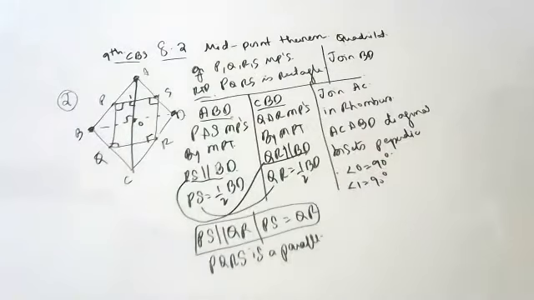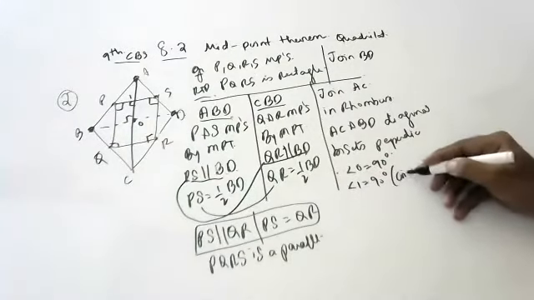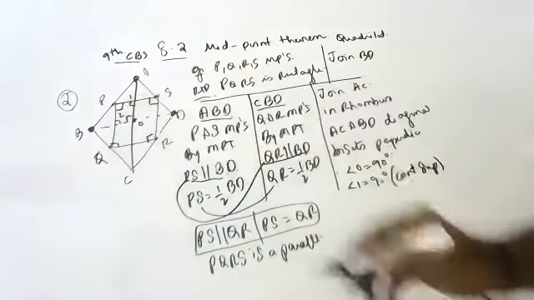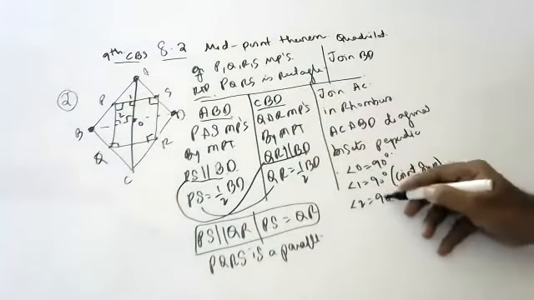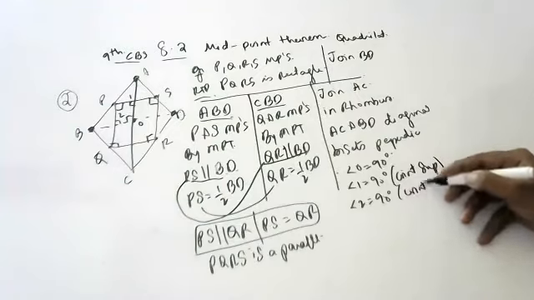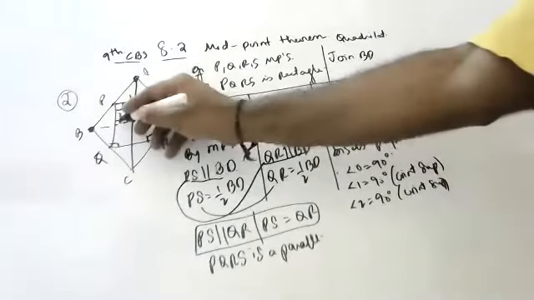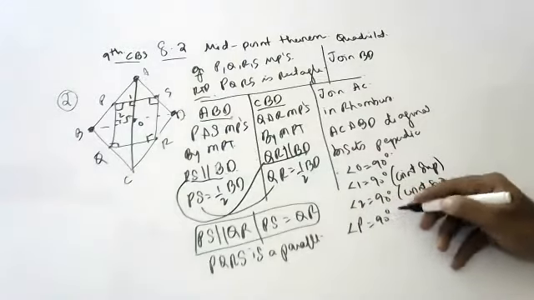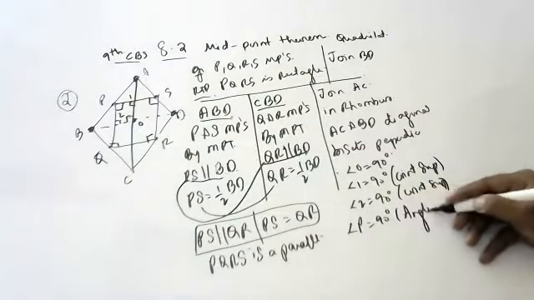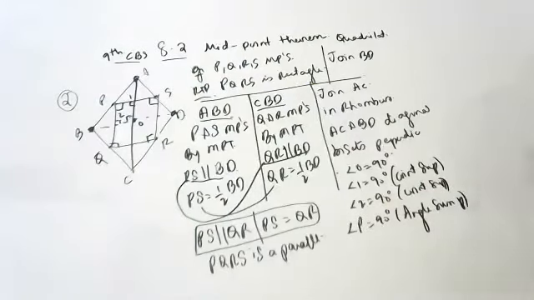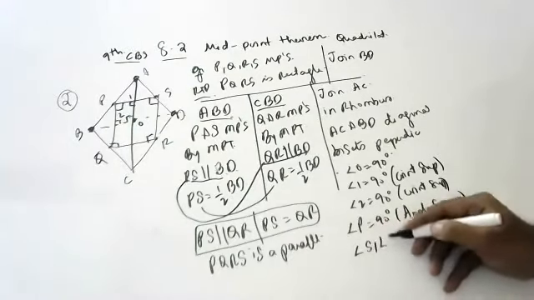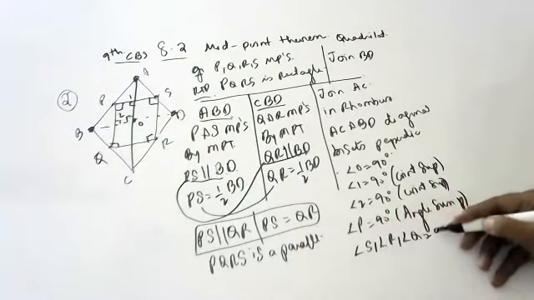Yes, because co-interior angles are supplementary. In the same way, angle 2 is also 90 degrees. Can you say why? Fantastic, co-interior angles are supplementary. Now this is 90, this is 90, this is 90, so angle P is also 90 degrees by the angle sum property. If P is 90 degrees, then angle S, angle R and angle Q are also 90 degrees.